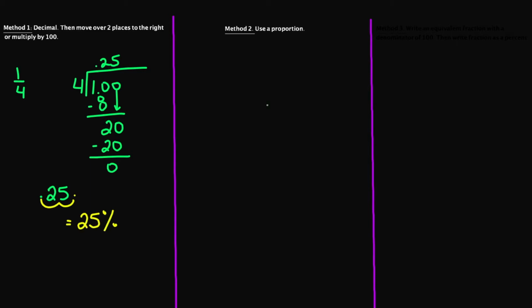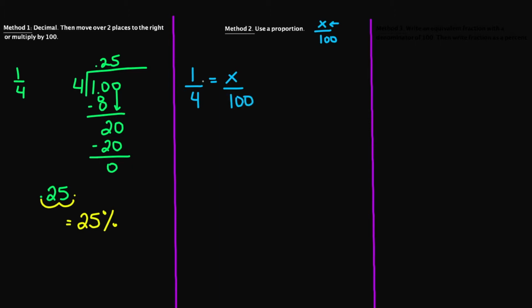Let's look at method number two. Method number two is to use a proportion. We're going to look at the same example, 1/4, and I'm going to set this up as a proportion, and then we're going to solve for x. Anytime you're solving a proportion when it comes to percentages, just remember percent means per 100. So if I do x over 100, because we are looking for percentages, I need to solve for x. If I set up my proportion, we have 1/4 equals x over 100.